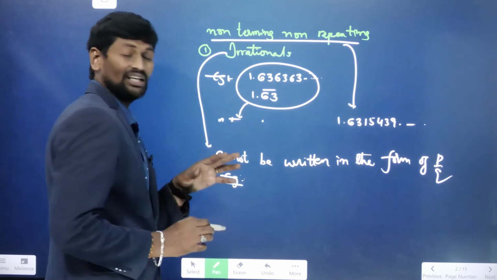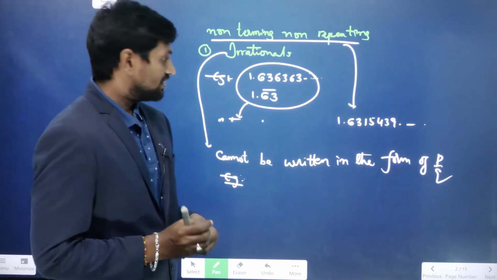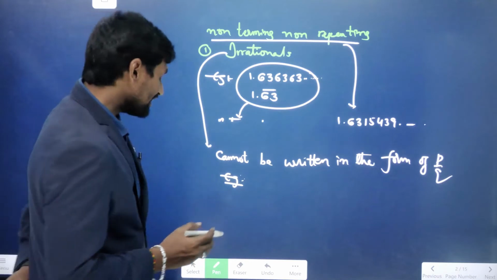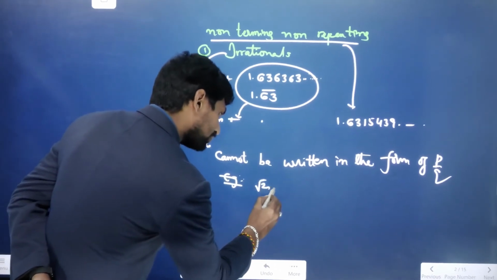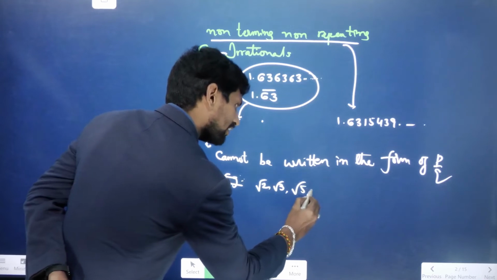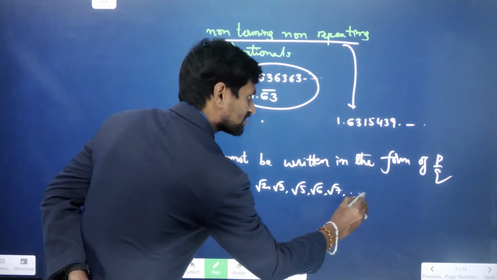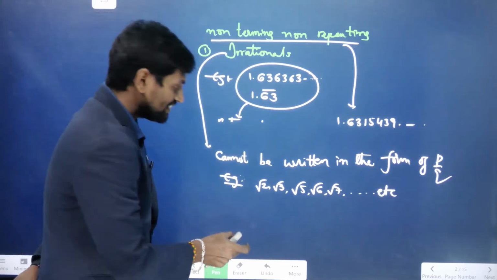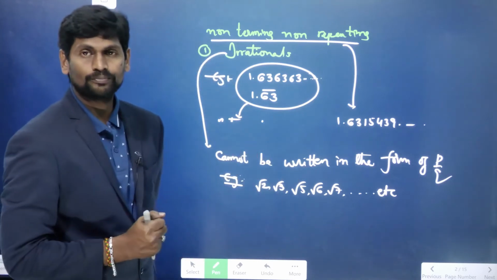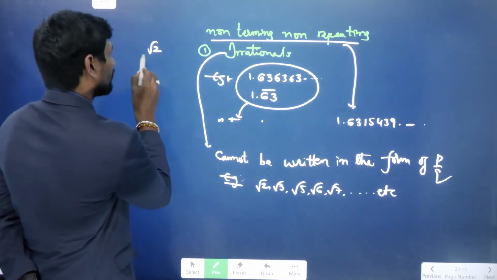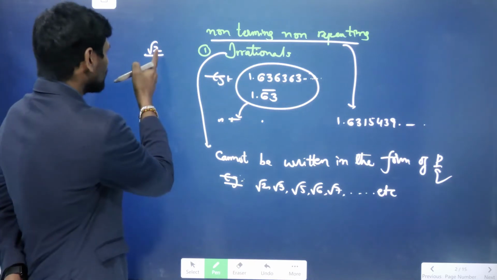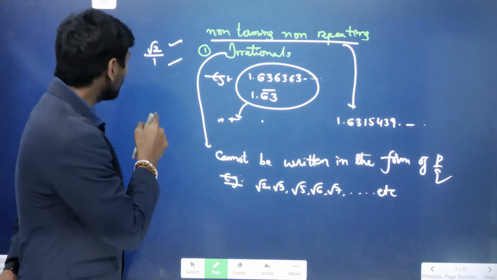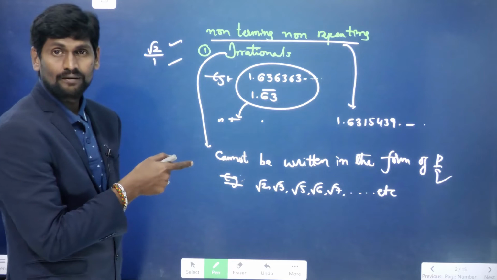What are the examples for this? Irrational numbers are mainly of different types. One is the decimal form, that is, non-terminating, non-repeating decimals. The second is in the form of root 2, root 3, root 5, root 6, root 7 and so on. These are also called irrational numbers because they cannot be written in the form of P by Q. Sir, can we write root 2 as root 2 by 1? Then it is in the form of P by Q, right? Then can we call it a rational number?